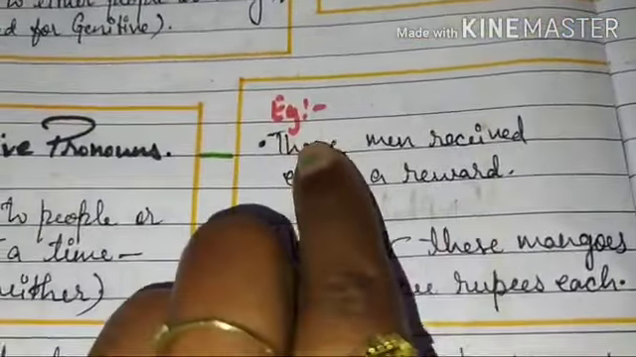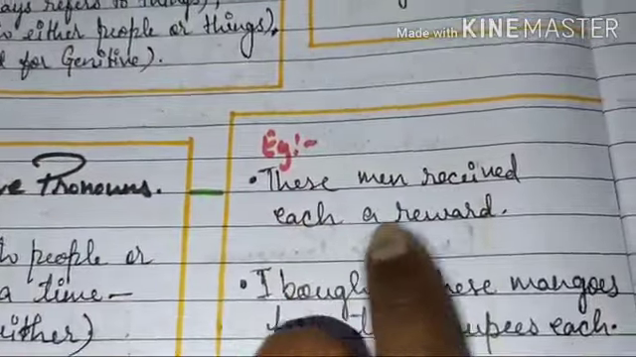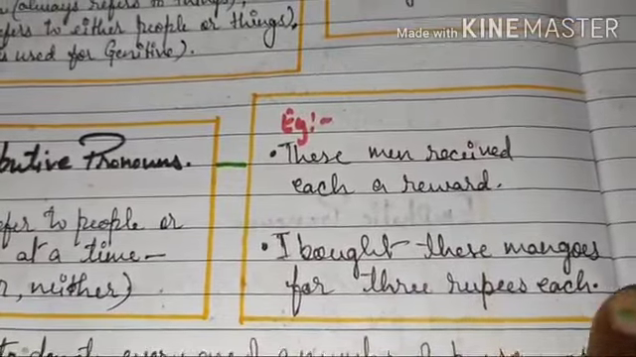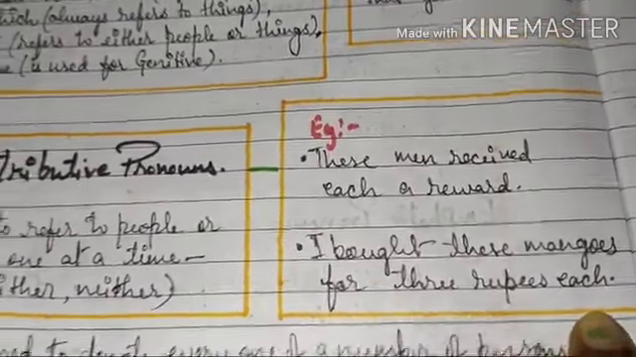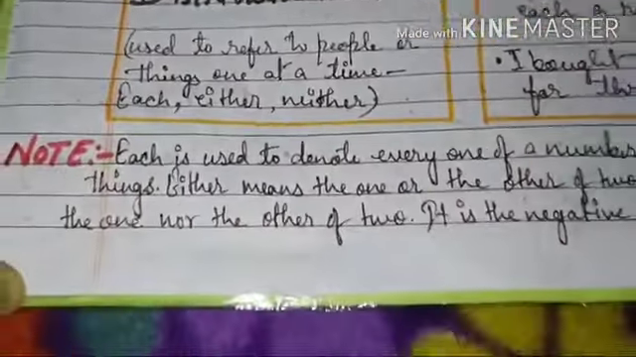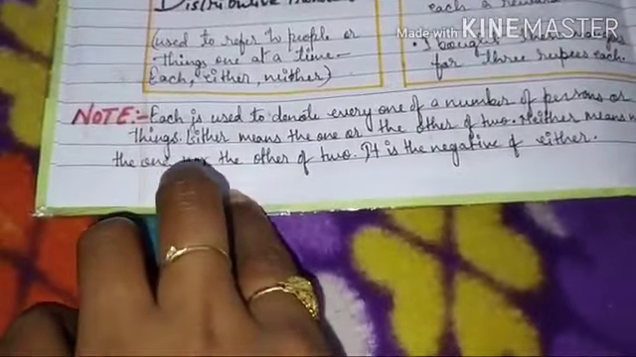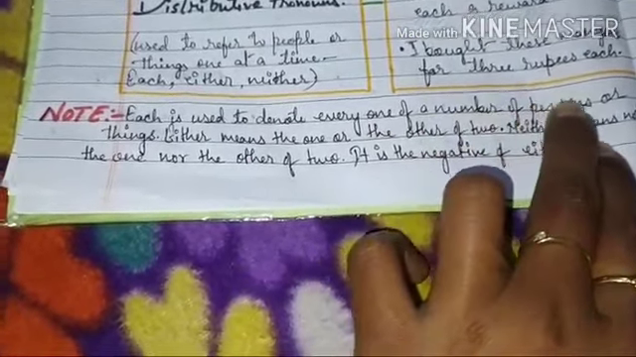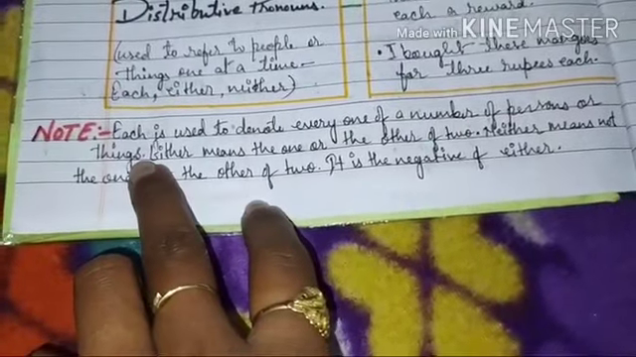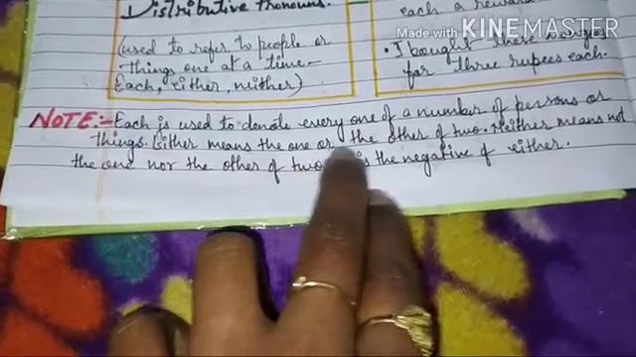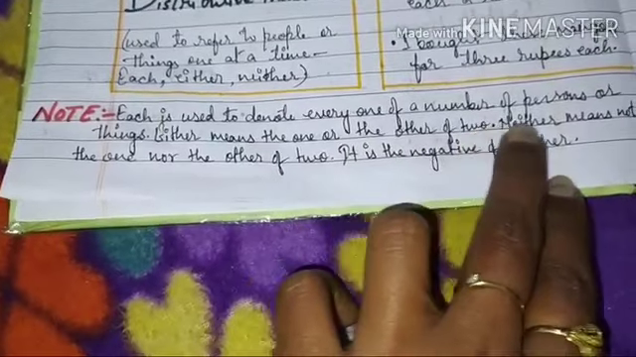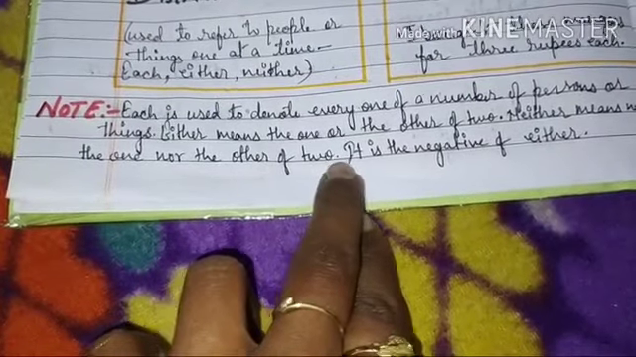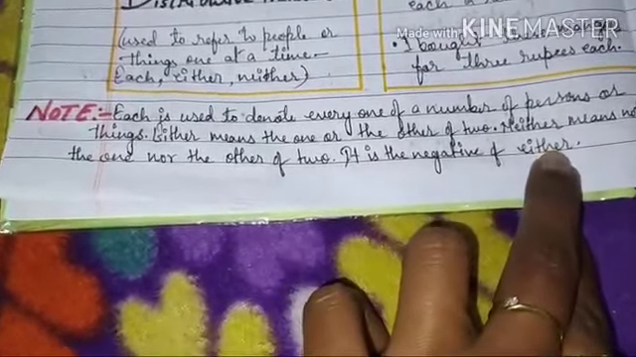Now come to the example. These men received each a reward. I bought these mangoes for 3 rupees each. Now I'll make it easier for you with the help of this note here. Each is used to denote every one of a number of persons or things. Either means the one or the other of two. Neither means not the one nor the other of two. It is the negative of either.